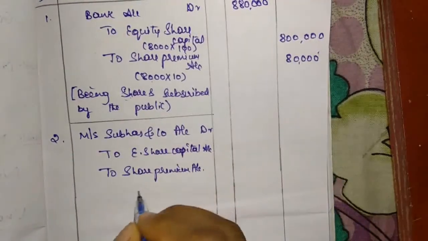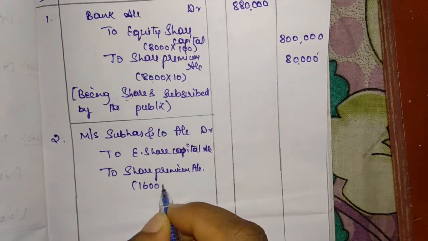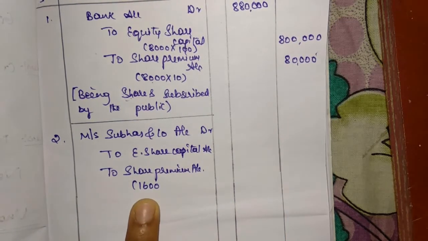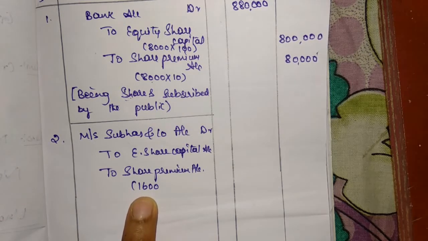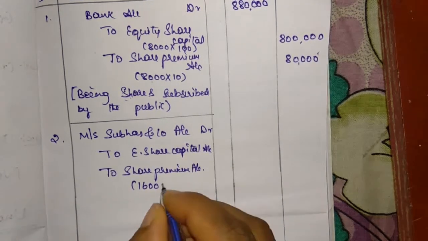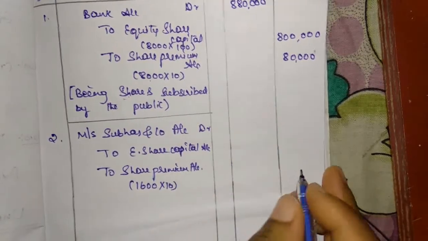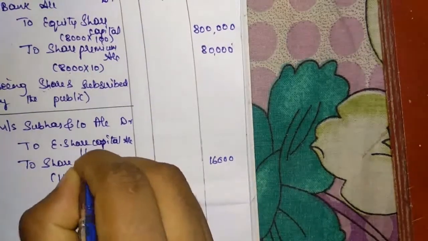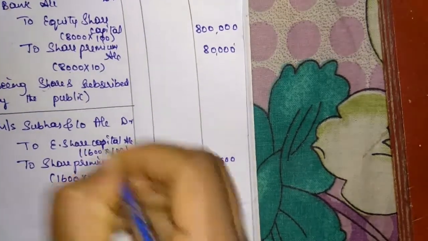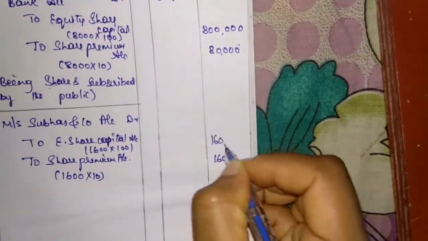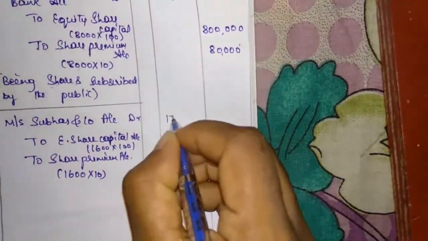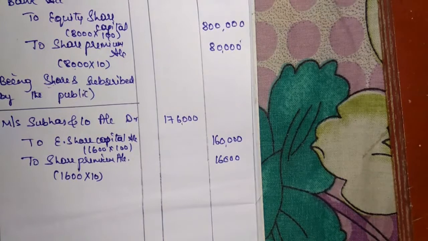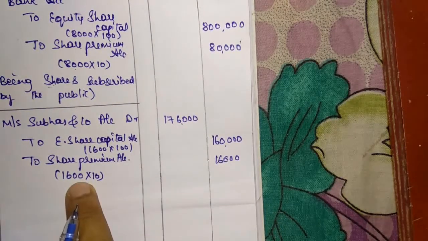So total number of shares underwritten, it is 8,000, but he takes up how many number of shares? What is the net liability? That is 1,600 shares. And what is the premium value? It is 10. So 1,600 into 10, it is 16,000, and 1,600 into 100, it is a face value, it is 1,60,000. So total value that underwriter need to give the company is 1,76,000. So this much amount is due from the underwriter to the company.